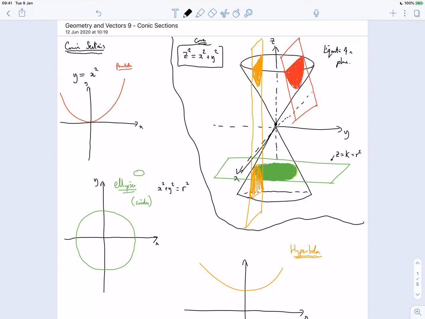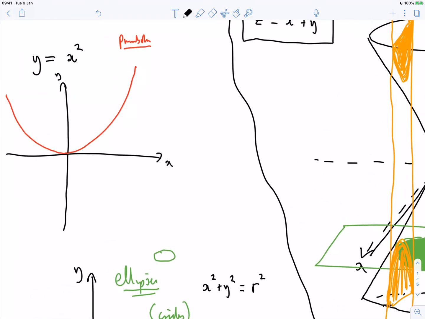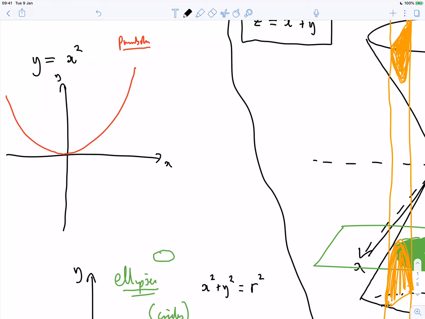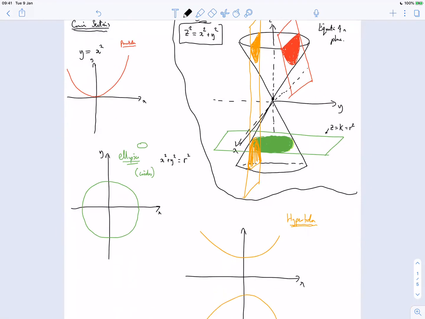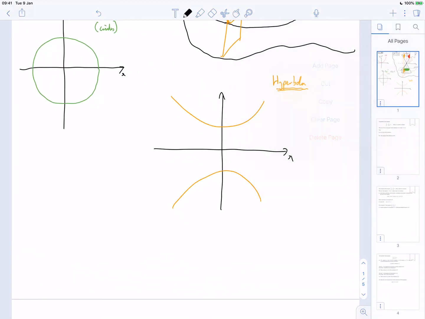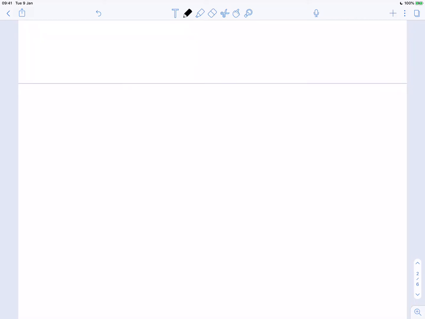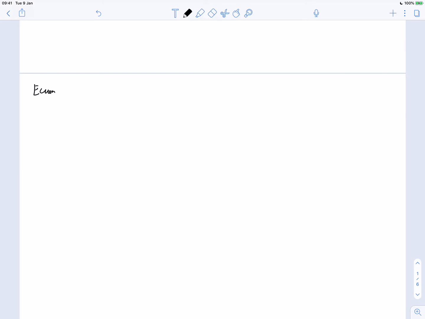However, what I want to be looking at today is some of the properties of these things. So, for a start, a couple of things I wanted to talk about. One, when it comes to a parabola, well, in actual fact, when it comes to all of them, I want to define these conic sections in a slightly different way. And I want to talk about something called eccentricity.